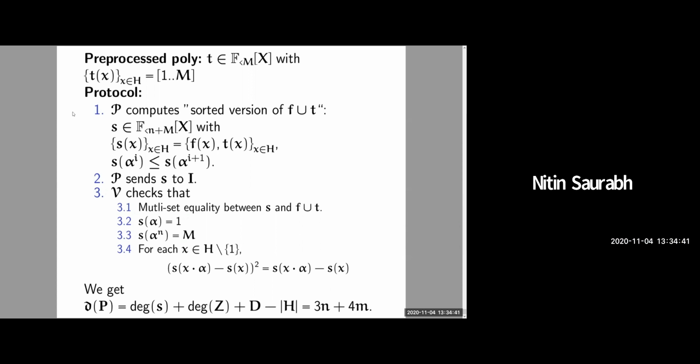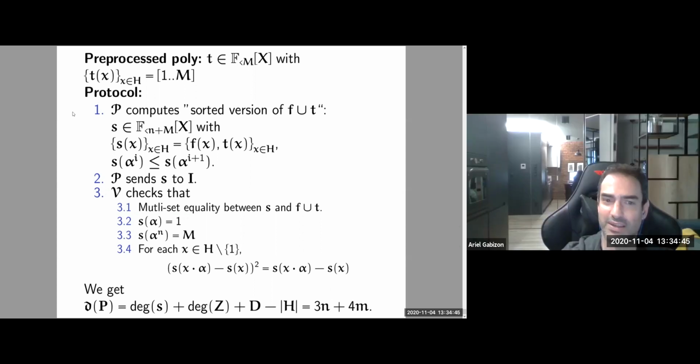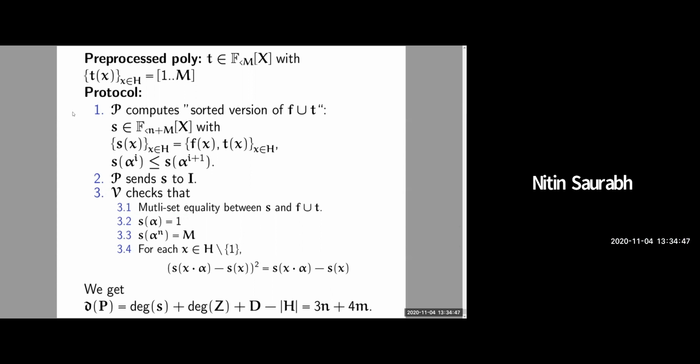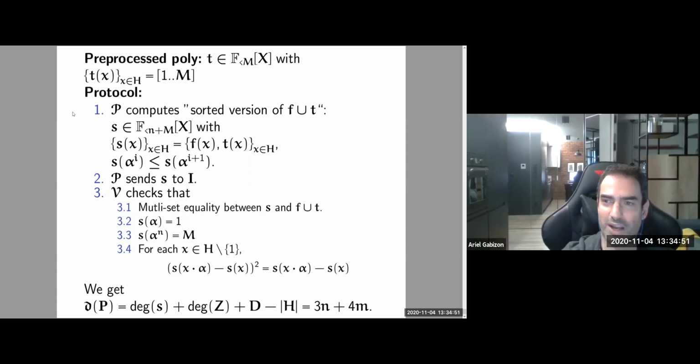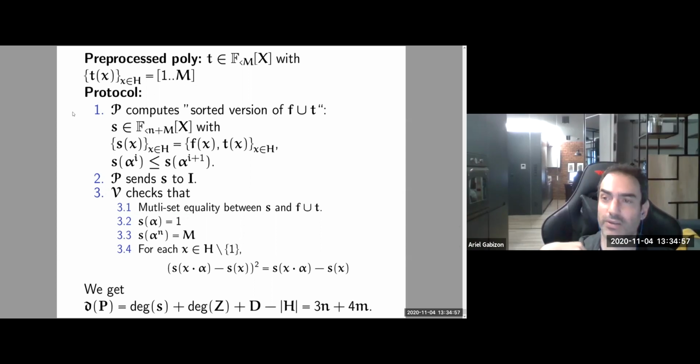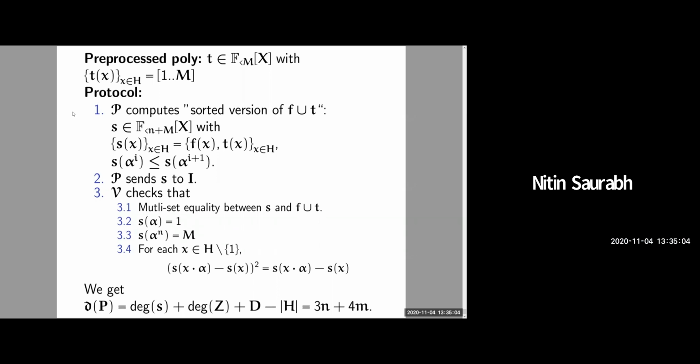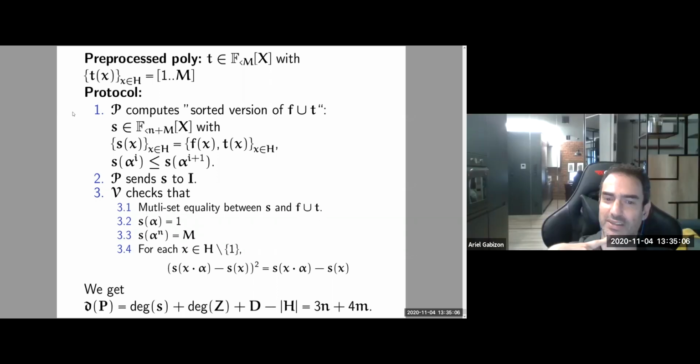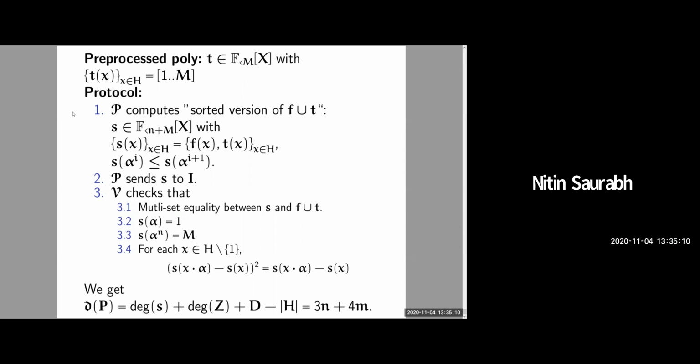So what I'm not getting is, if S of alpha to the n equals M, then doesn't it bound all alpha to the I by M? So why does it bound it? Because S is sorted, right? S of alpha to the I is less than or equal to... Well, I need to check. The verifier needs to check that it's sorted, and 3.4 implies that, yes. Yes. Sorry. Yeah. Got it. Thanks.